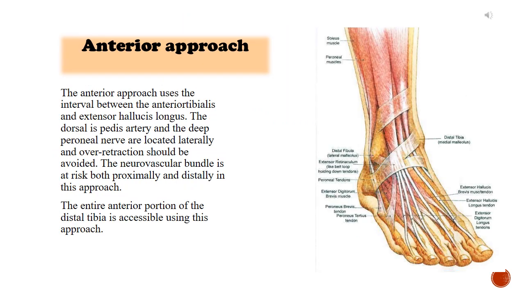Anterior approach. The anterior approach uses the interval between the anterior tibialis and extensor hallucis longus. The dorsalis pedis artery and the deep peroneal nerve are located laterally and over-retraction should be avoided. The neurovascular bundle is at risk both proximally and distally in this approach.